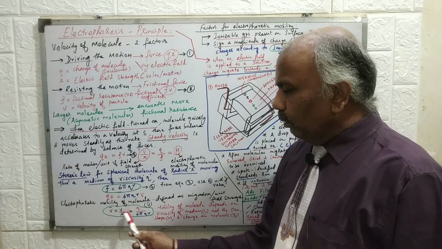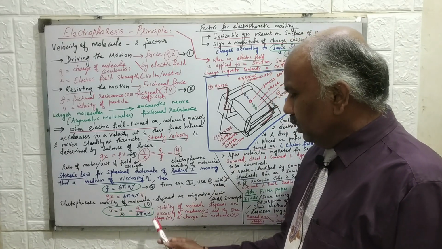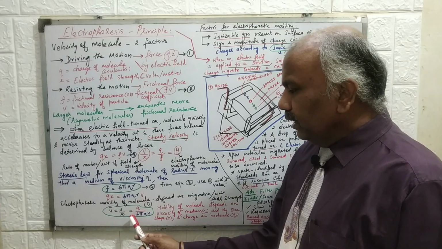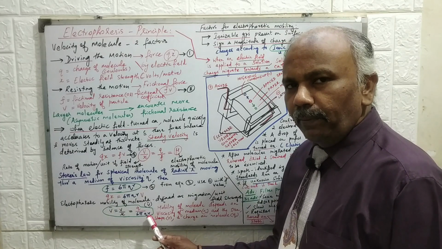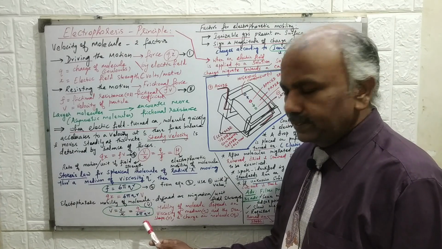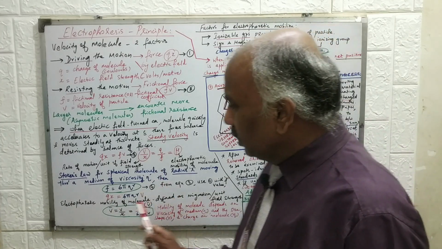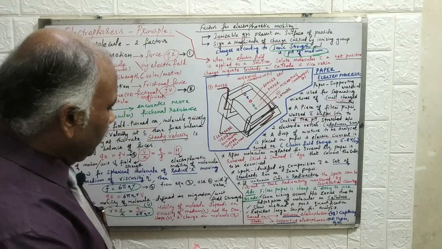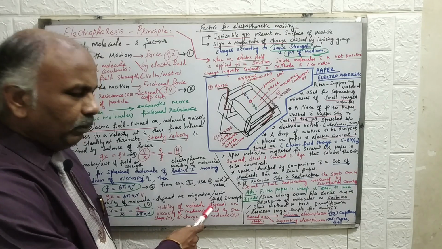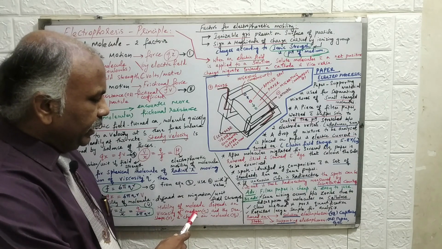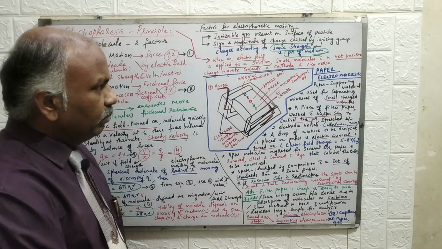So electrophoretic mobility is directly proportional to the charge on the molecule and inversely proportional to the viscosity of the medium as well as the size and shape of the molecule, which is denoted by the radius. Right? So these are the various things you should remember, the factors affecting the molecules as such. The mobility of the molecule depends upon the viscosity of the medium, the size, the shape and the charge on the molecule Q.